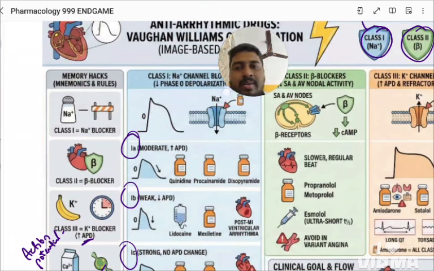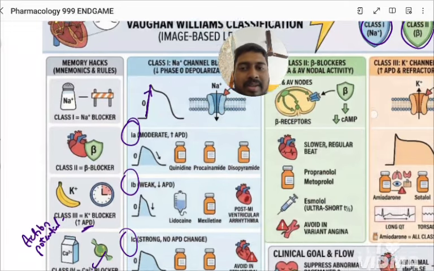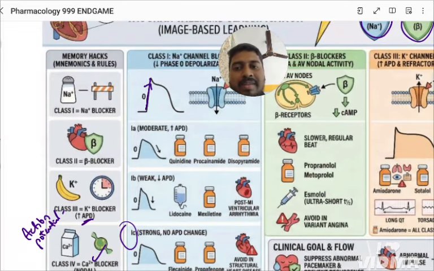So this is phase 0, which is nothing but the depolarization phase. These drugs block this depolarization phase. So what about class 1A? 1A is moderate. What this class 1A does is it causes blockade in the sodium channel. This is fast depolarization through sodium channels, and this is for potassium. So you should remember that in cardiac action potential generation, this is for sodium.